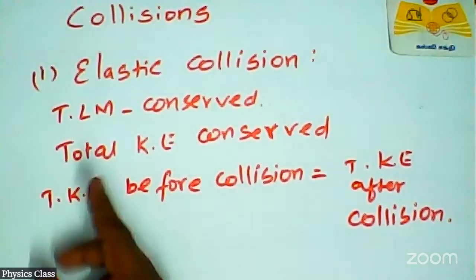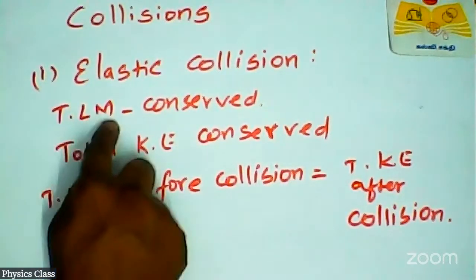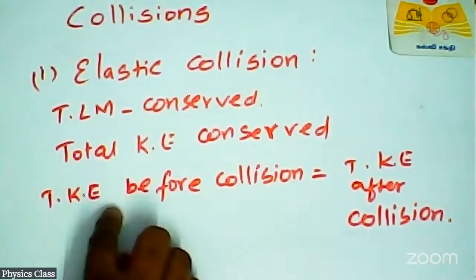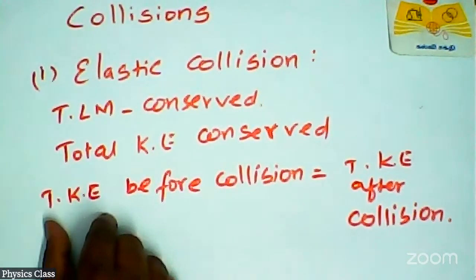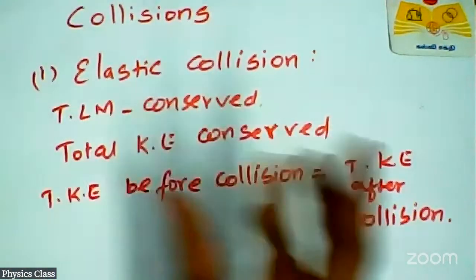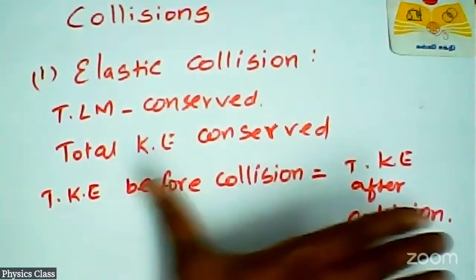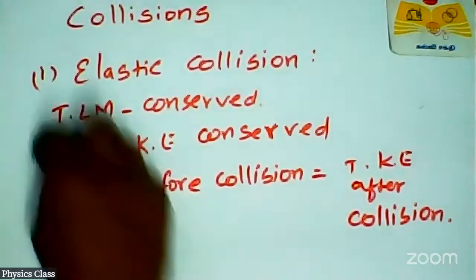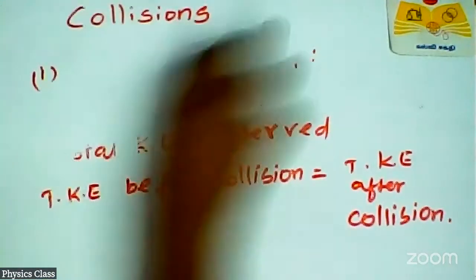Two points are very important. One is that total linear momentum is considered. Another one is that total kinetic energy is considered, because before collision the total kinetic energy is something, and after collision there is a total kinetic energy that is equal to it. Okay, this is for elastic collision. Then next, inelastic collision.